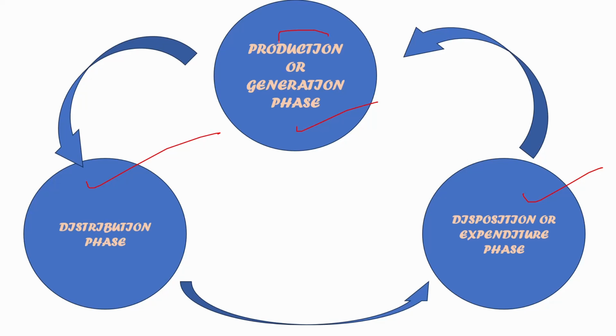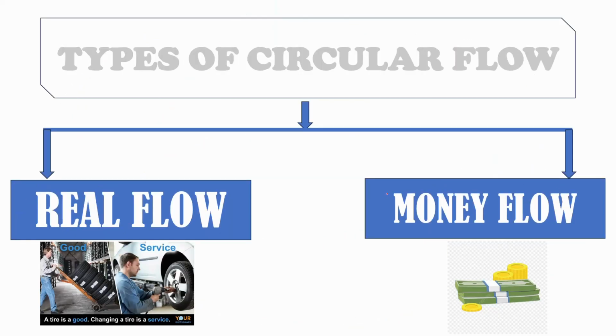There will be production, then there will be distribution, and then there will be disposition. Okay. Next is types of circular flow. There are two types of flows which we find in a circular flow. Two types of flows happening simultaneously in circular flow. First one is real flow and second is money flow.